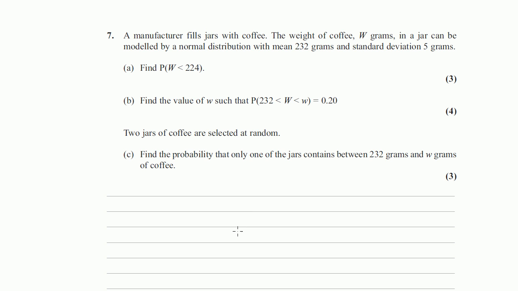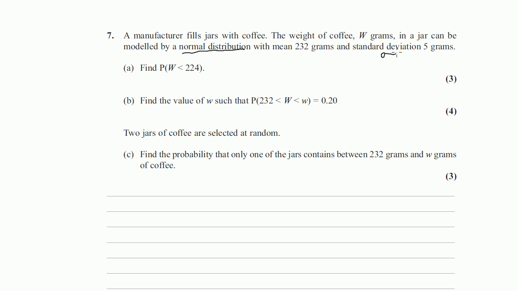Question number 7 is a normal distribution sum. It is mentioned here. It's a normal distribution sum. So a manufacturer fills jars with coffee. The weight of coffee, W grams, in a jar can be modeled by a normal distribution with mean 232 grams and standard deviation 5 gram.